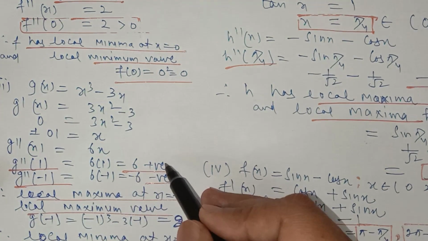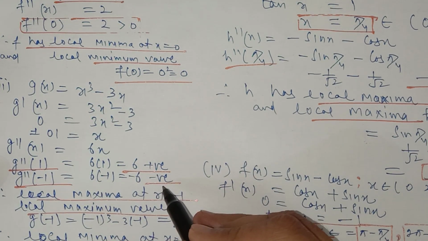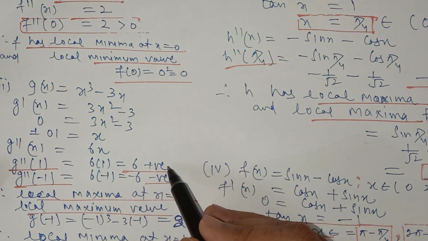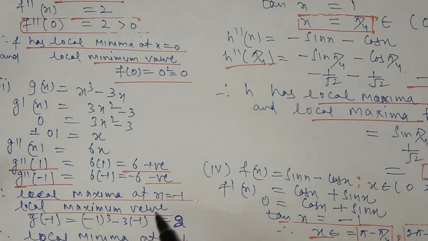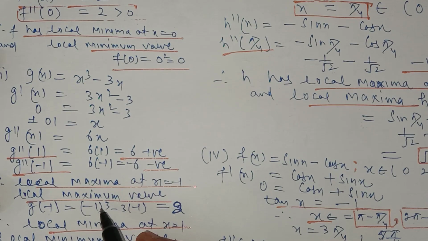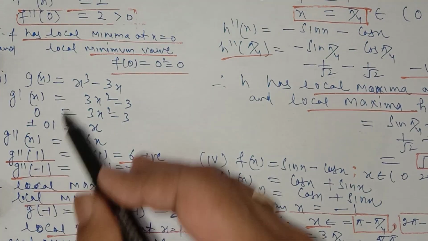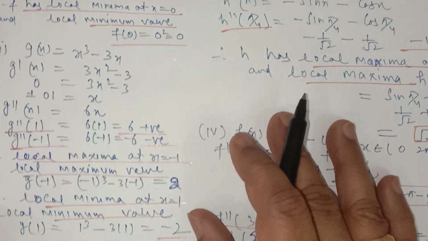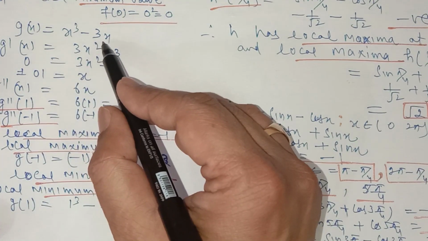So when the second derivative is positive, we have local minima. When the second derivative is coming out to be negative, we have local maxima. So at x equal to 1, we have local minima, and at x equal to minus 1, we have local maxima. So you have to write like this, and the local maximum value will be obtained by putting the value of x equal to minus 1 in the original function, and the local minimum value will be obtained by putting the value of x equal to 1 in the original function.